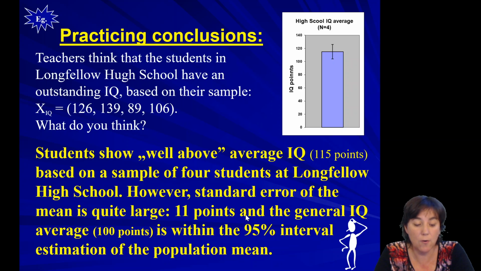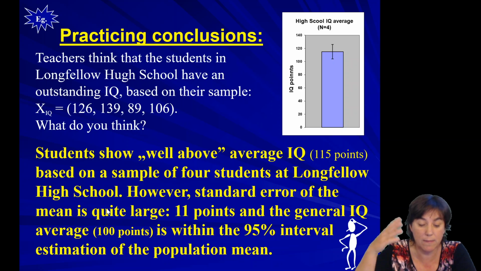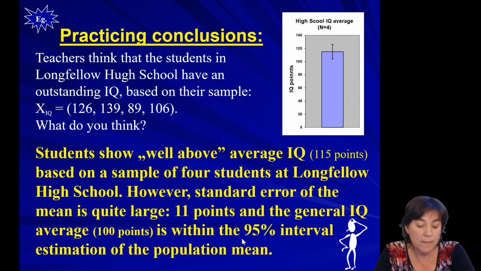However, the standard error of the mean is quite large. Okay, 11 points is a lot of variation. And this is the most important point for us now. The general IQ average is within the 95% interval estimation of the Longfellow population mean. You can also graph your results. We learned this when we learned descriptive statistics. We have the mean on the chart and the standard error of the mean as error bars.